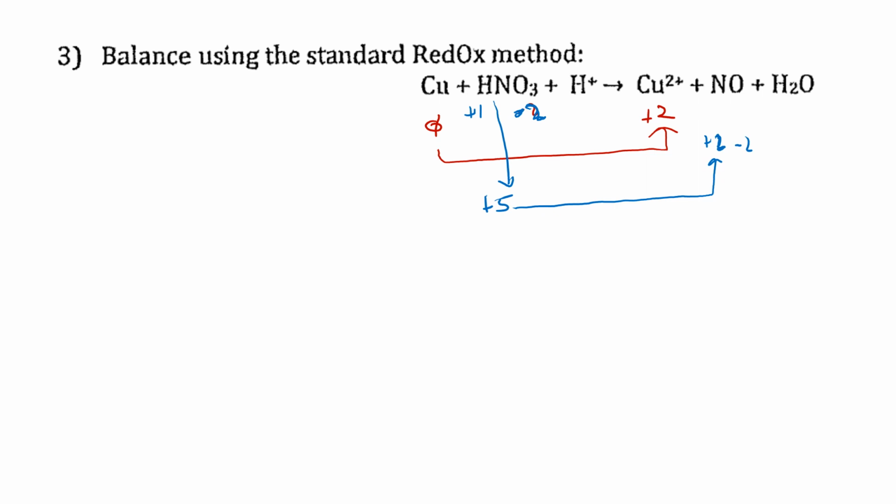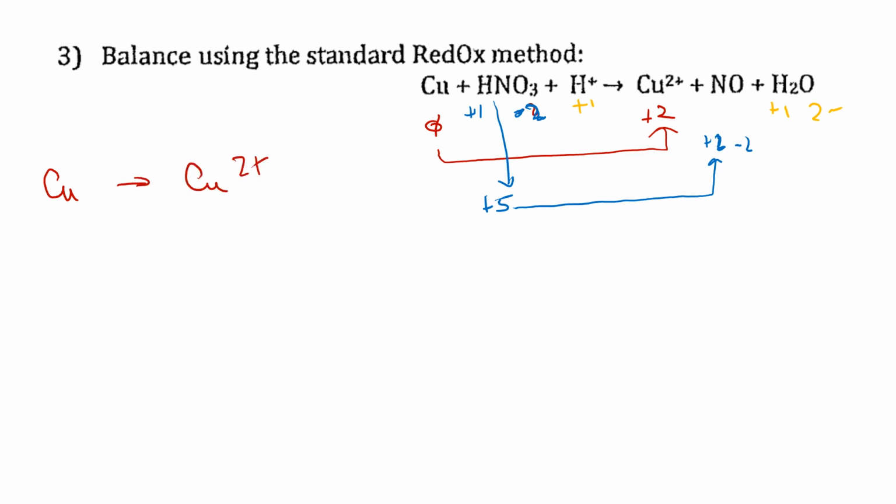Let's do some other colors here. So hydrogen, 1 plus. This is going to be plus 1 and then 2 minus. But like I said, let's focus on the nitrogen and the copper. So we can see that the copper went from copper to copper 2 plus.